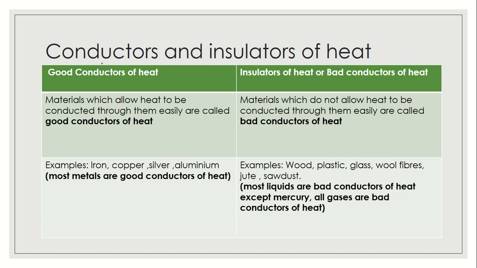Now let us learn about conductors and insulators of heat. Conductors are basically materials that allow heat to pass through them easily. Insulators of heat, or bad conductors of heat, do not let heat pass through them easily. Like if we compare with light, we have opaque objects and transparent objects. Translucent is somewhat in between.